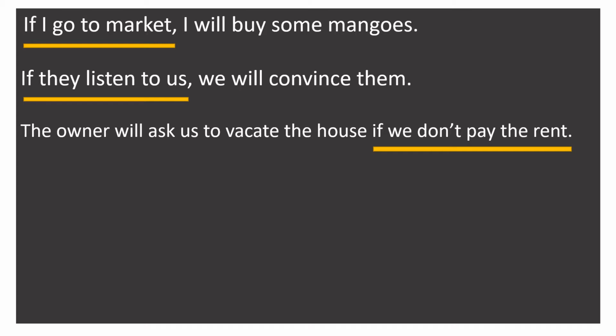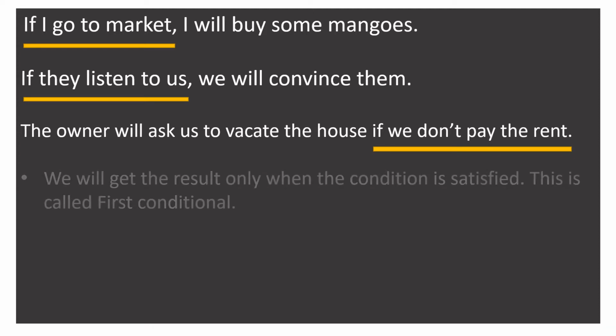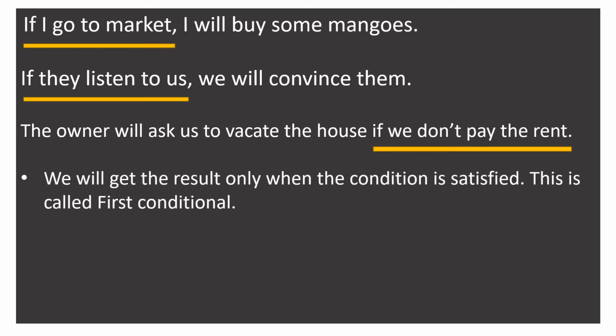That is why all these three underlined clauses are called conditional clauses. All these conditional clauses contain some condition in them. If that condition is satisfied, we will get some result. So we will get the result only when the condition is satisfied. This is called first conditional. It is called first conditional.